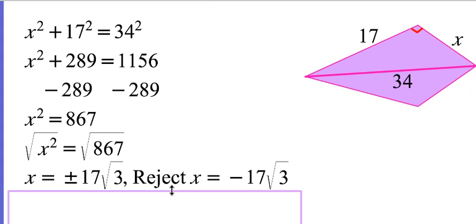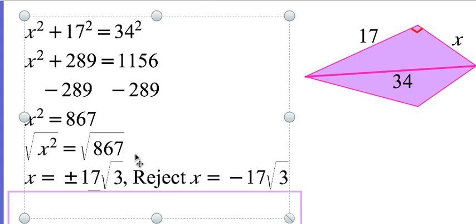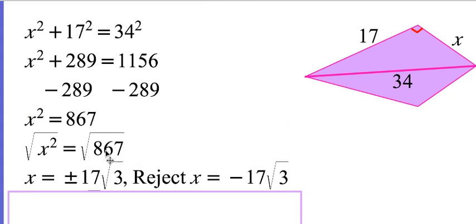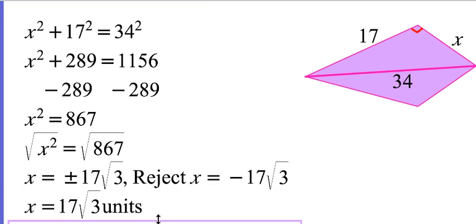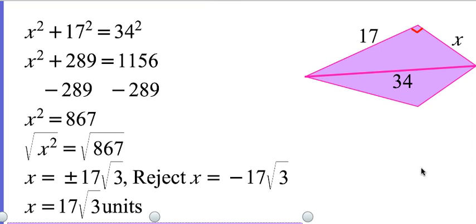Well, when we divide by 3, we get 289 times 3, and the square root of 289 is 17. So I didn't write it down over here, but the factors of 867 are 289 times 3. Okay, and once again, we're going to reject the negative solution. So we have x is equal to 17 times square root of 3 units as the length of this side of the triangle. Okay, I hope you found this helpful.